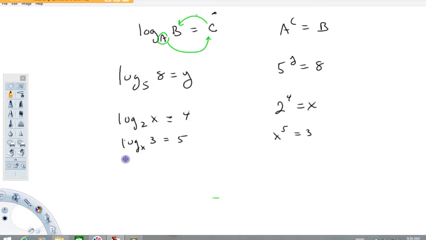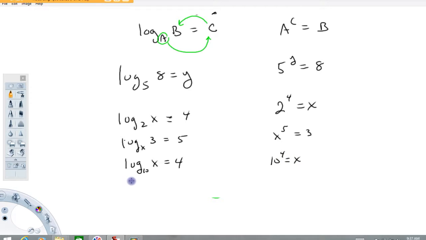Now, one that you'll see quite a bit is things like log, and nothing written, of maybe x equals 4. If you see a log and there's nothing written here, it is assumed to be base 10. If you want to write it in, go ahead. So this would mean 10 to the 4th equals x.